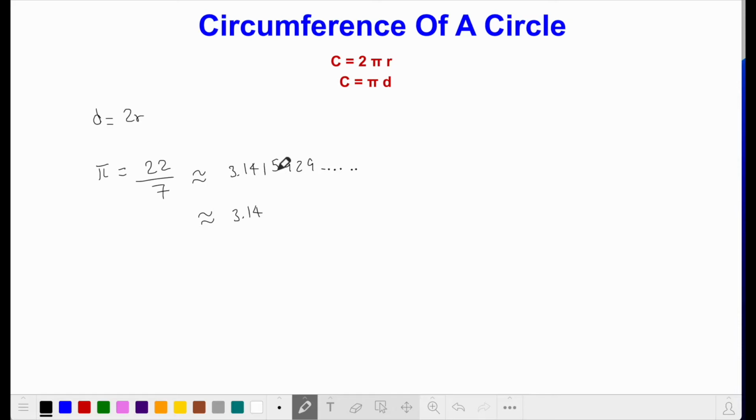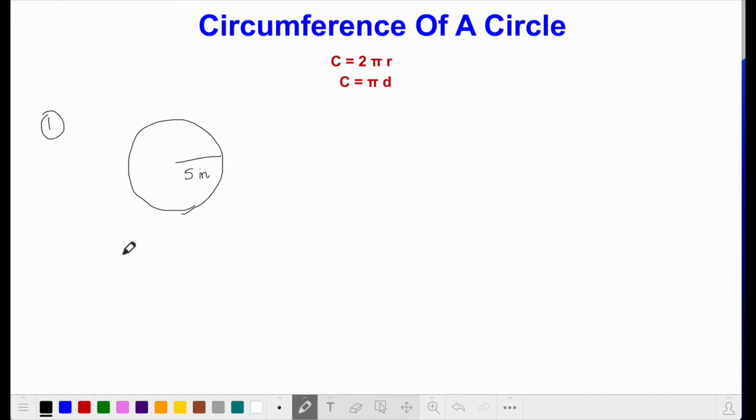So now let's move on to some example problems to help you understand how to find the circumference of the circle. To find the circumference of the circle, we can use the formula c is equal to 2 pi r, since the radius is given in the problem. But if we were given the diameter of a circle, then we can use the second formula, which is c is equal to pi d.